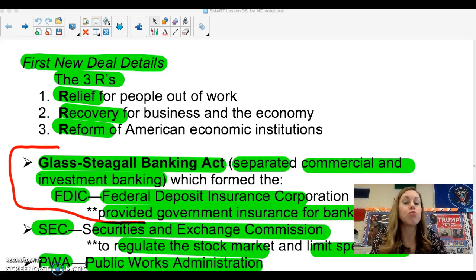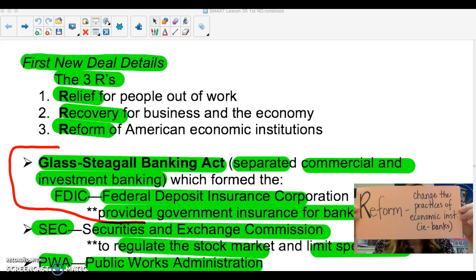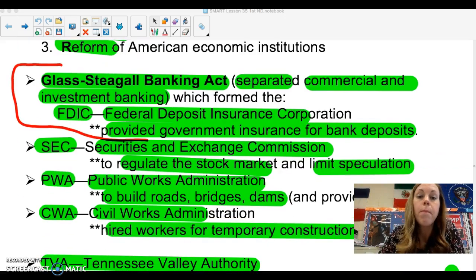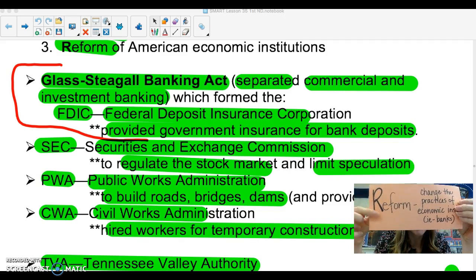And the last one is reform, because remember, the banks were closing on us all the time, and we had the bank runs. So reform is to change the business practices of economic institutions such as banks, so that now they protect us and don't take our money. So we're going to start with the Glass-Steagall Banking Act, which would be a reform, because it's about the banks.